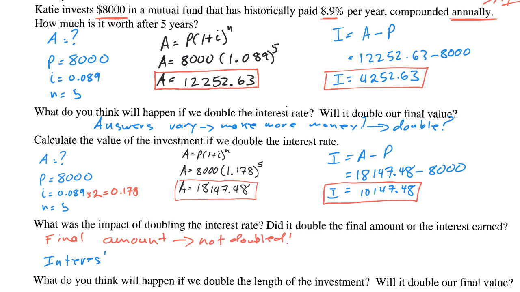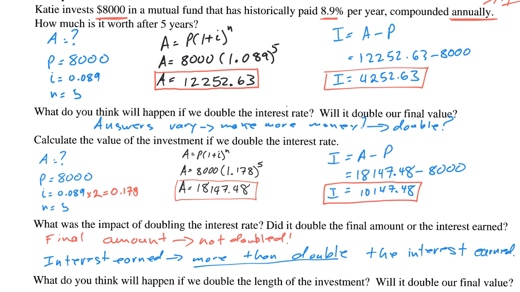So in this case, what you've got to realize is that when we double the interest rate, we more than double the interest earned. Yeah, that's really good for making money. So if I get double the interest rate, I'm going to get more than double the interest.